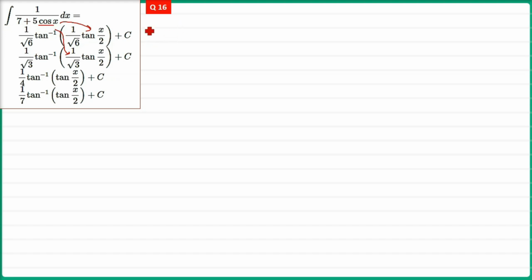So how do we do that? Cos x is 1 minus tan square x by 2 divided by 1 plus tan square x by 2. If you remember, sin x was 2 tan x by 2 divided by 1 plus tan square x by 2. Similarly, cos x can be written in terms of tan x by 2. So we'll convert this cos x now in tan x by 2 terms, and we will write it here.